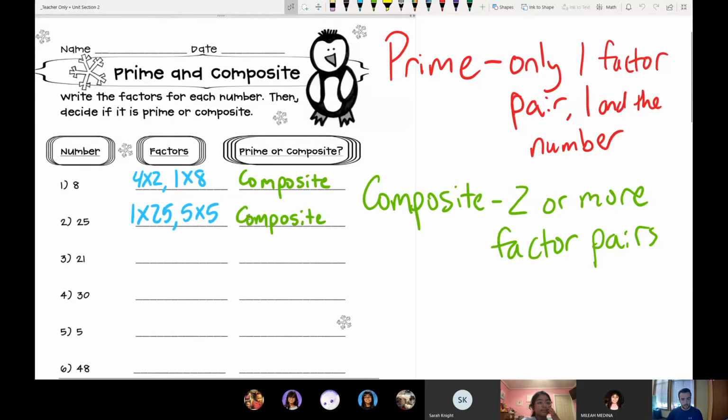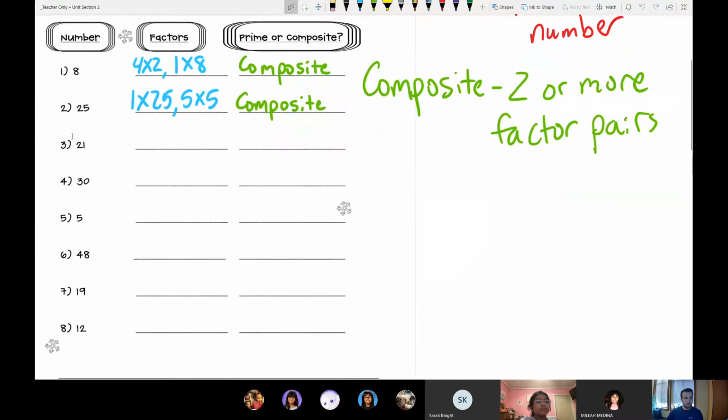Well done. Okay, I'm going to scroll down here. I want you to try to get a few of these completed, and then we'll come back together and write them down as a class, okay? So the numbers you're trying to find factors for and determine prime or composite: 21, 30, 5, 48, 19, and 12. Might be worth your while to write those numbers down on a piece of paper and start writing out the factors. Okay, so I'll give you maybe 3 or 4 minutes to try to get as many of those completed as you can. And then we'll come back together.